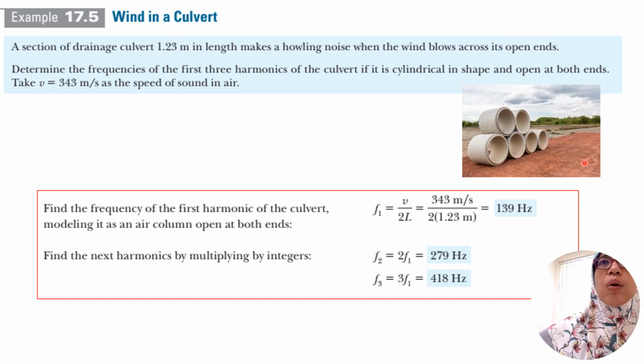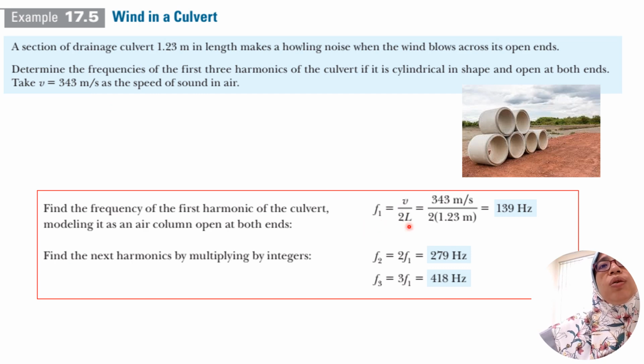But basically, when it is left as such on the flat ground, so a section of drainage culvert 1.23 meter in length makes a howling noise when the wind blow through across its open end. So ini case buka dua-dua, both end. Now you have to determine frequency of the first harmonic F1, F2, F3. If it's cylindrical in shape and open at both ends and speed of sound is 343.